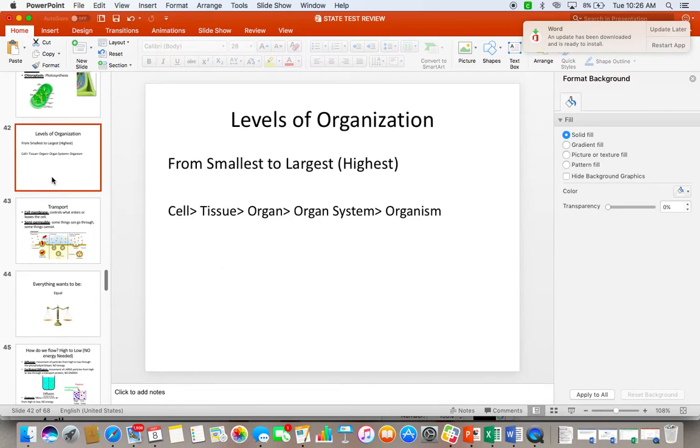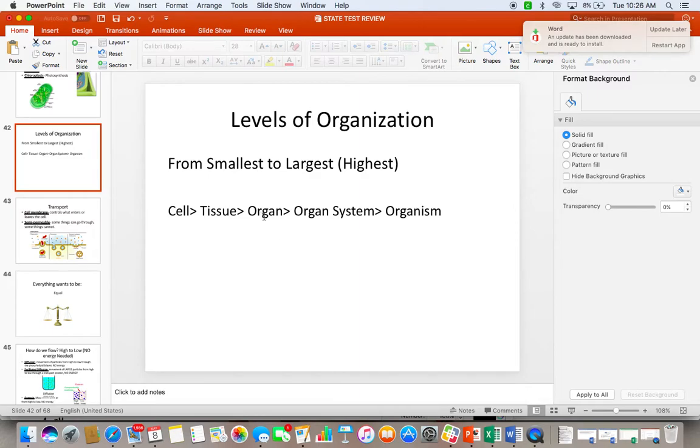I think most of us do pretty well on organization. So remember, the smallest category is cell. Then if you put a bunch of cells that look alike together, then you have a tissue. You put several tissues together, you get an organ. Put several organs together, you get a system. And then, of course, you put everything else together and you get the organism.